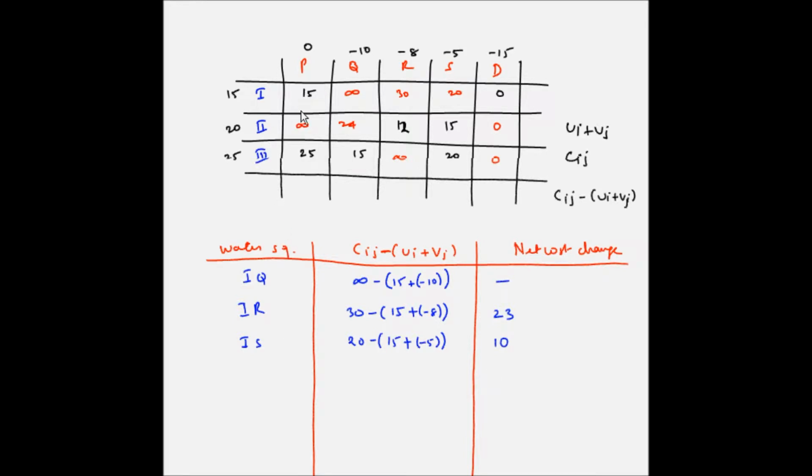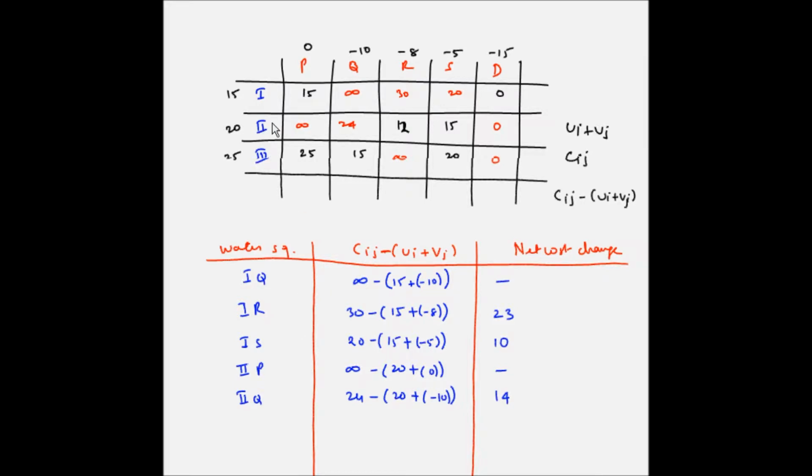The next water square is 2p. Cij is infinity, ui is 20, vj is 0. So let's skip this as this has the infinity number here. The next water square is 2q. Cij is 24, ui is 20, vj is minus 10. So 20 minus 10 is 10 and 24 minus 10 is 14.